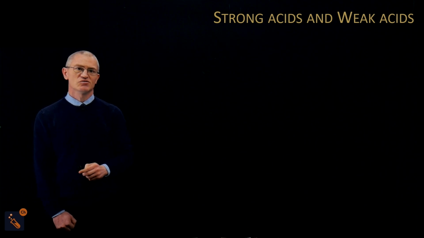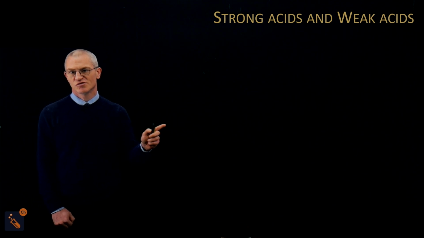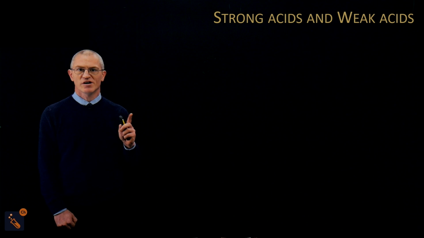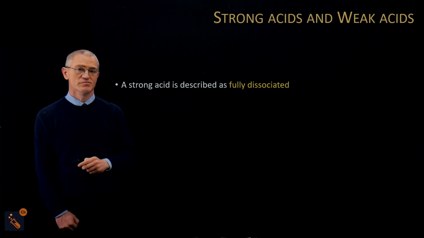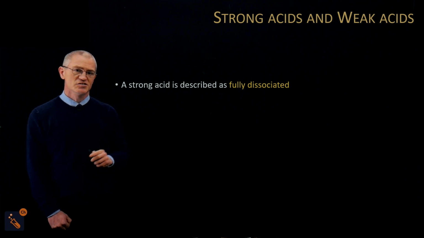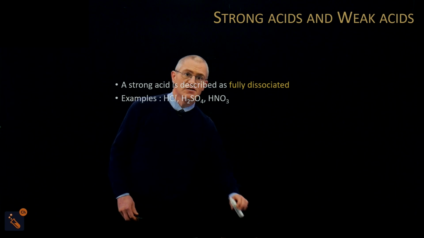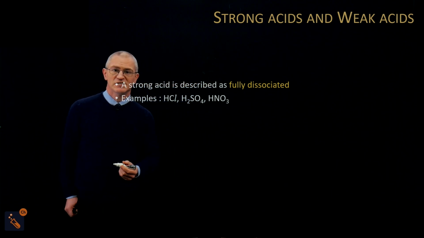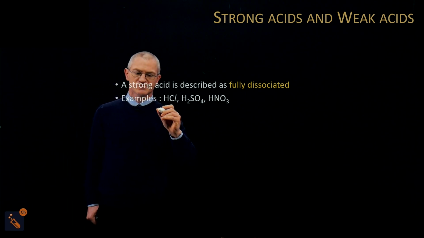Now, we're going to talk about strong and weak acids. You notice in the last page I just drew examples of these equations, but actually what happens is that you get a reversible reaction. So a strong acid is described as fully dissociated. An example is HCl, H2SO4, or HNO3. We've already seen HCl, so let's go for HNO3.